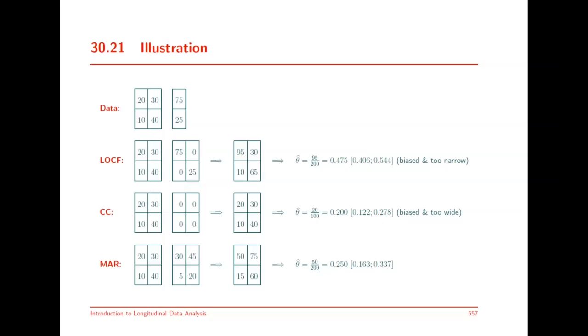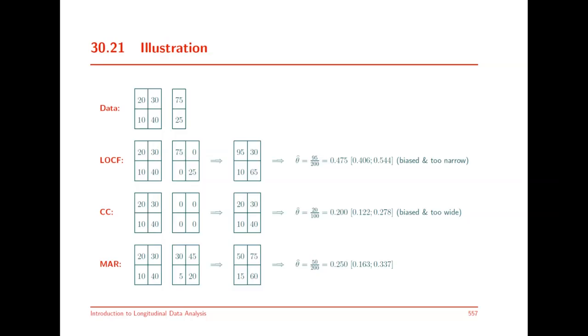The illustration in 30.21 tries to do two things. First of all, indicate how unrealistic LOCF and CC is. It's not a real data set. It's a simple 2x2 table with one supplemental margin. Under LOCF, you basically say, okay, if you say yes the first time and the second time you don't show up, and there are 75 people like that, we keep them in yes. So they become yes, yes. And the 25 others become no, no.